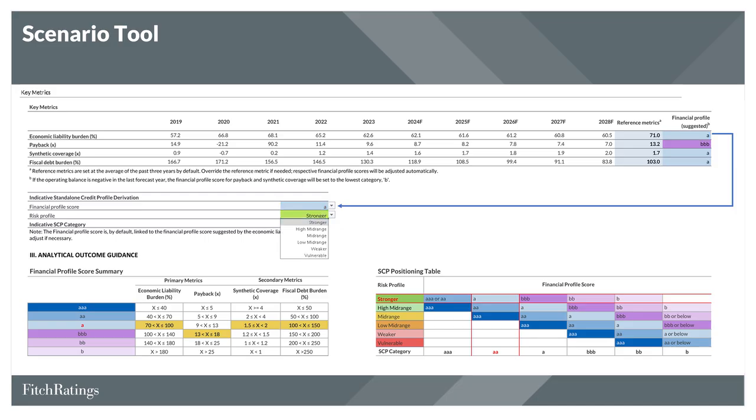The same for the risk profile. This is predetermined to be stronger for the German lender, but if the user feels it more appropriate, this can also be changed to high mid-range or even lower.